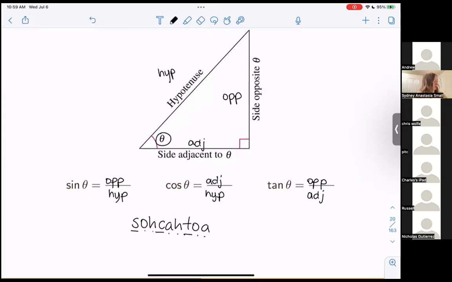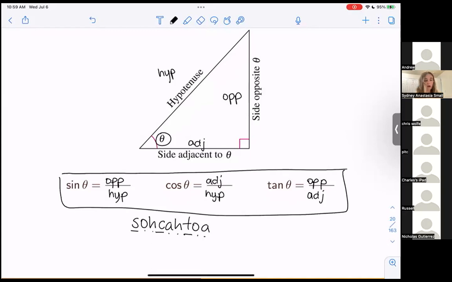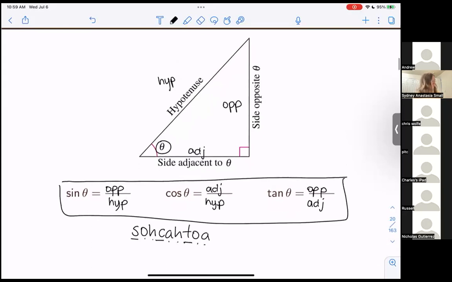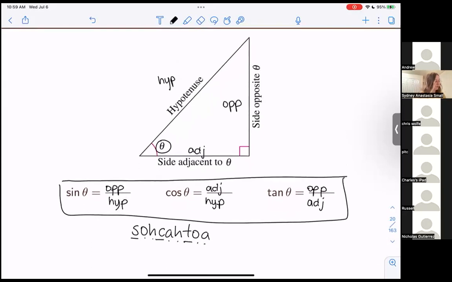But yeah, these three trig functions are very, very important to remember. Always keep these in mind. We will be using them a lot for the remainder of the course, to the point where you will probably be sick of them and will have no problems remembering them. But if you ever forget, SOHCAHTOA is a good way to remember.